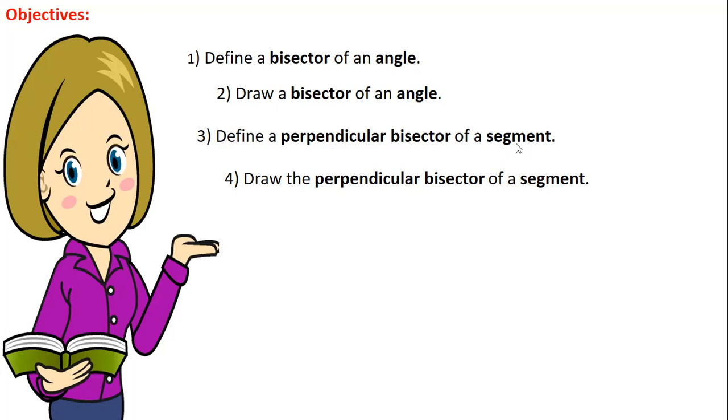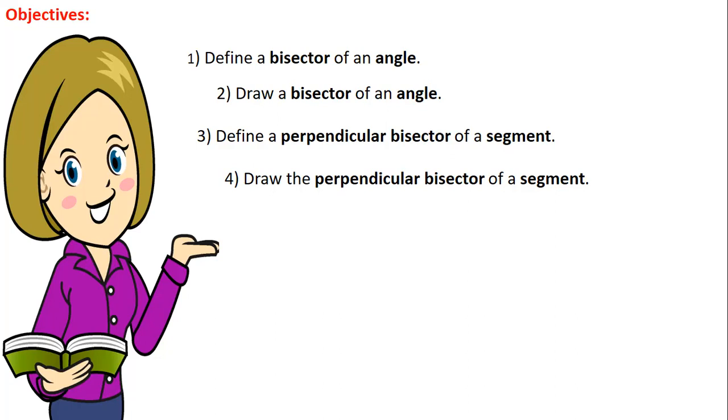Of course, we know what a segment is. It's a line, but it has 2 endpoints. It has a starting point and an ending point, because a segment has a length. We always draw a segment knowing its length. So we are going to define a perpendicular bisector of a segment. And how can we draw a perpendicular bisector of a segment?